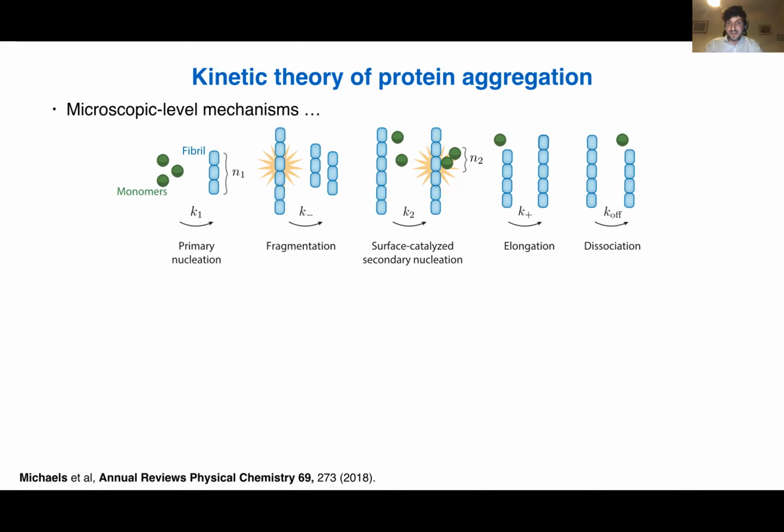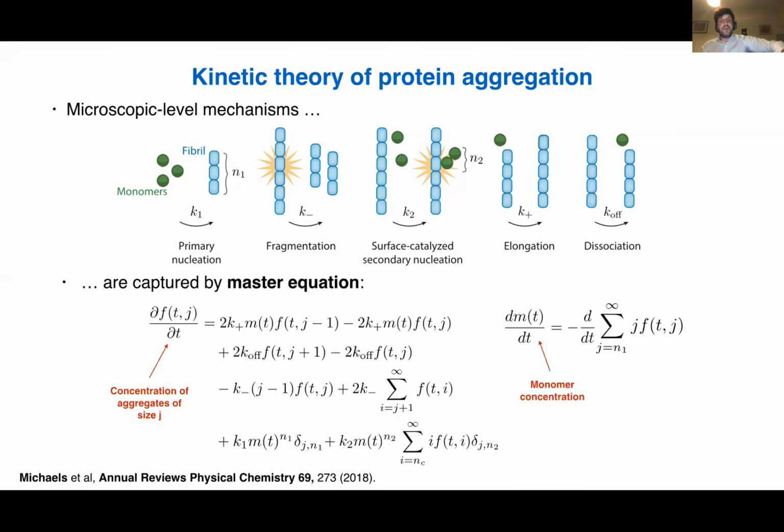aggregates in secondary nucleation. And so now, having this list of steps allows us to write down a dynamic equation for how the concentration of aggregates of a certain size changes as a function of time. And the concentration here, I've denoted it with f(t, j), where t stands for time and j is the size of the aggregate, so how many monomers are part of this aggregate. And you can ask, how does this concentration change as a result of the different steps?